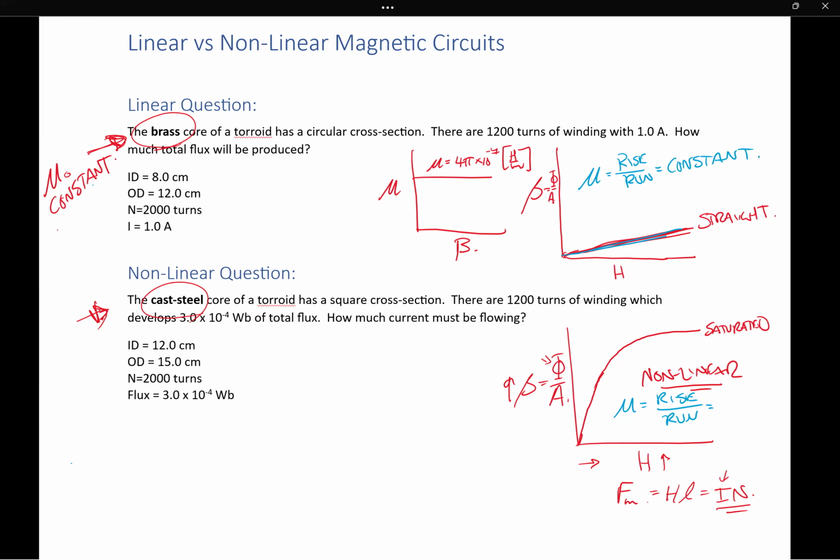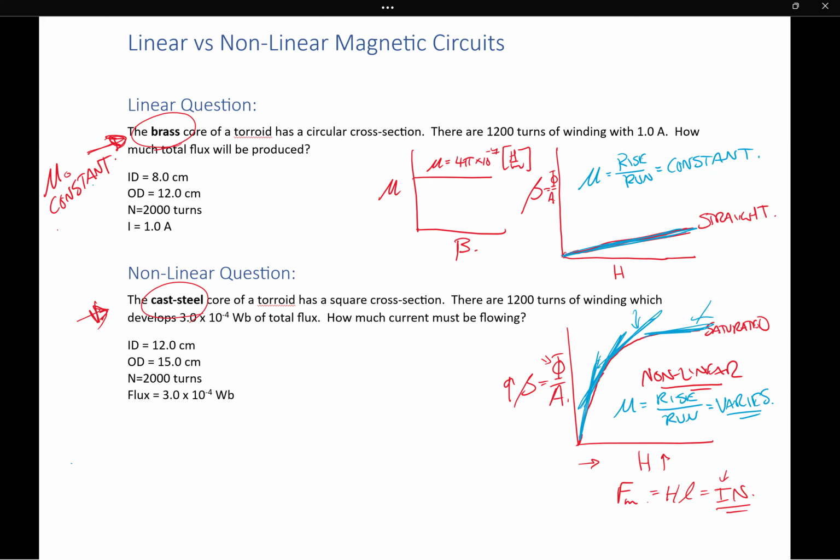And this one, well, rise over run is a slope. This slope here, it's a pretty steep slope. And then it's not as steep. And then it's not as steep. And when it's saturated, it's not as steep. We would never operate here, but we would take around about here or whatever. But the permeability is nonlinear. It varies.